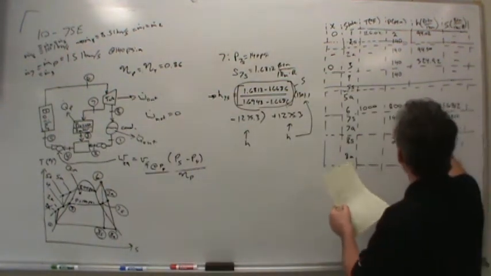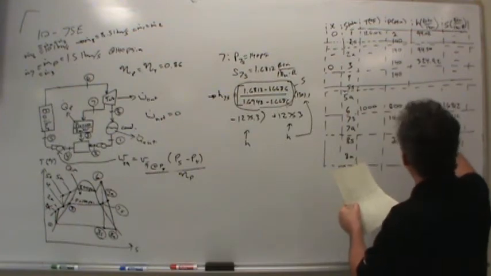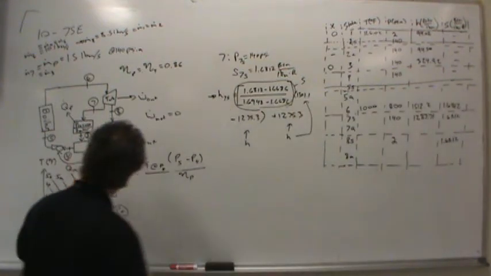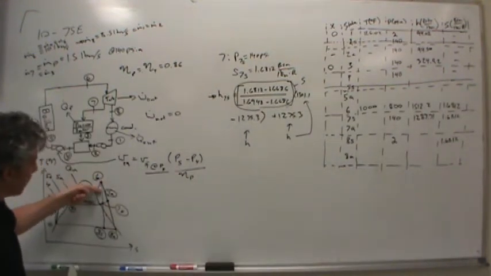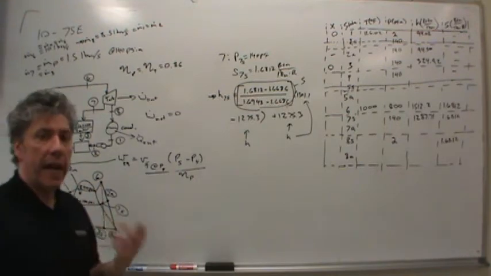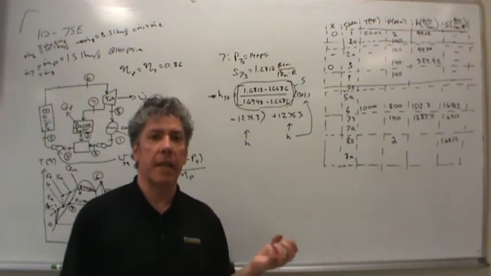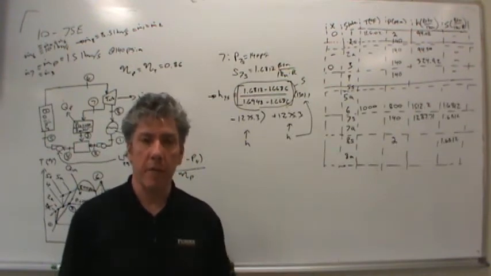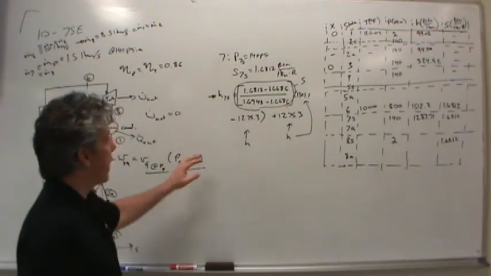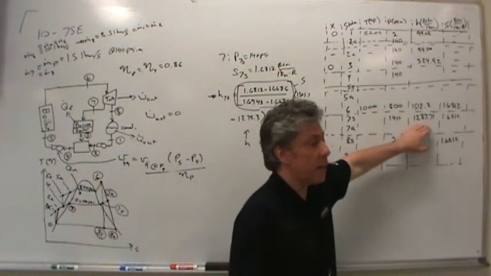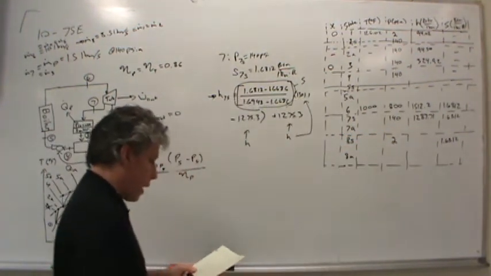And that comes out to 1287.71. So that's what the entropy should have dropped to coming out of this turbine if the turbine were isentropic. But in reality, the turbine will not extract as much energy from the steam as it should have. It will extract less. And so I expect state 7A to have a higher enthalpy than 1287.